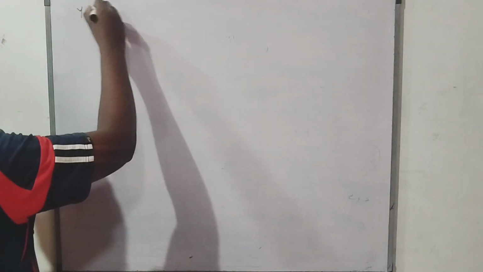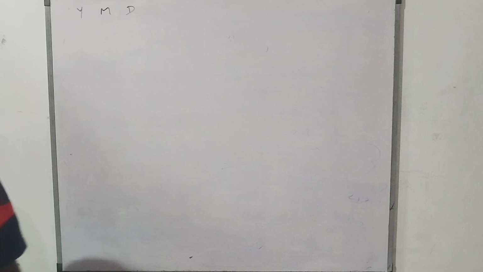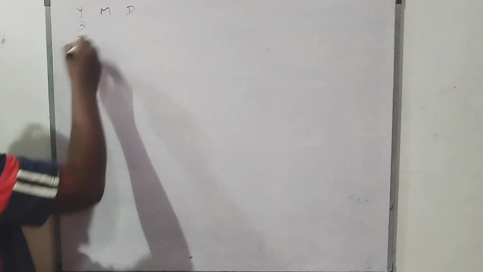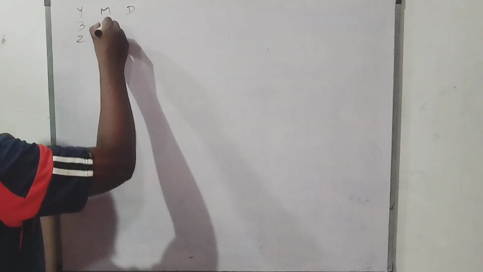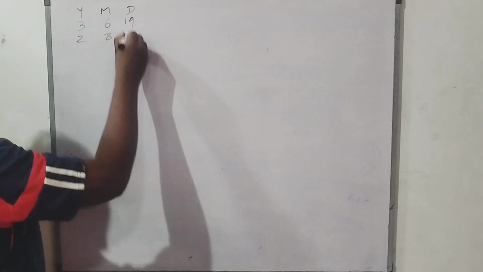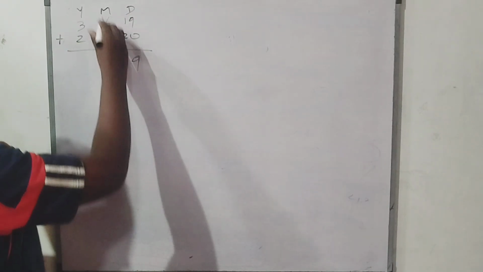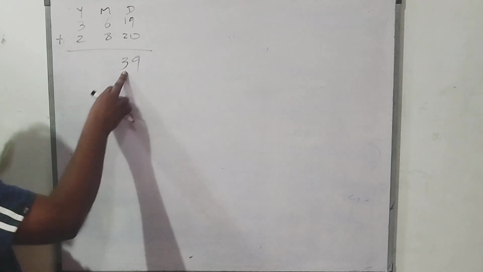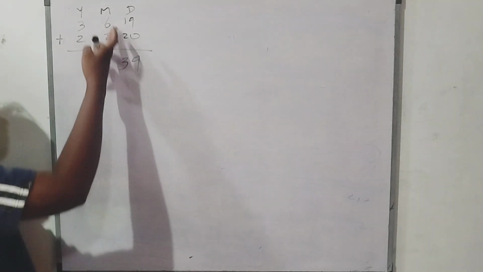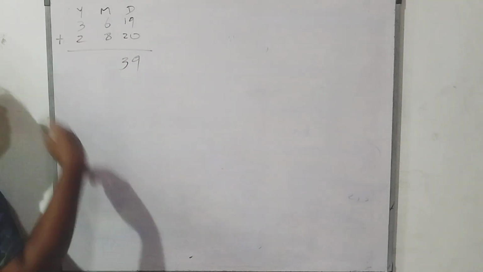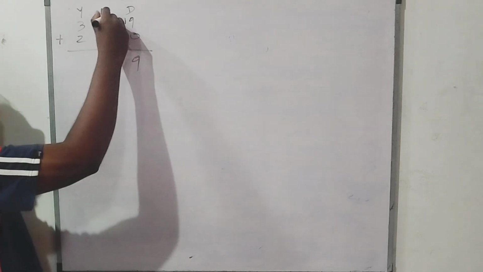Question number 9. Simply they are asking us to add the following. So they have given years, months, days. 3 2 6 8 19 20. You add. When you are adding, students, 9 plus 0 is 9, 2 plus 1 is 3. But you can't keep 39 here, because 30 days is equal to 1 month. So you remove 3 and put here 1.